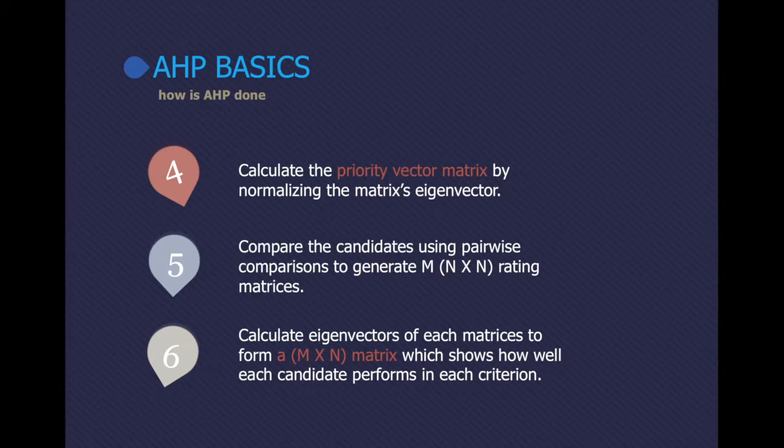The same table in the previous slide is used. N candidates and M criteria will generate M, n times n rating matrices. Then, we will calculate eigenvectors of each matrix to form an M times N matrix, which shows how well each candidate performed in each criterion in relation to all other candidates.